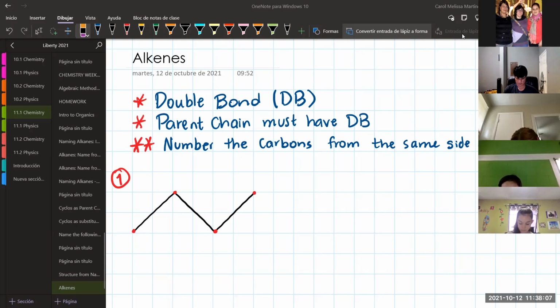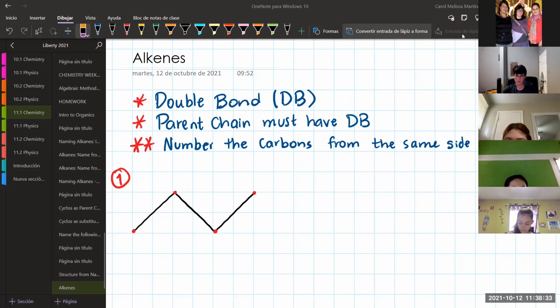Just the structure that you see right now in the whiteboard, the first example, it has 4 carbons. So if it was an alkane, which is the case here, this is an alkane because it doesn't have double bonds or triple bonds either. So it's a 4 carbon parent chain. That means that this is butane. Simple as that. 4 carbons indicates that it is butane.